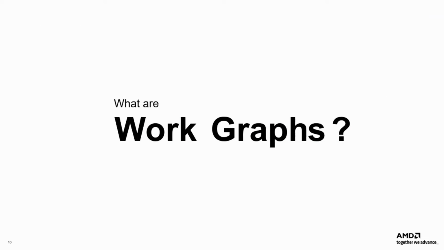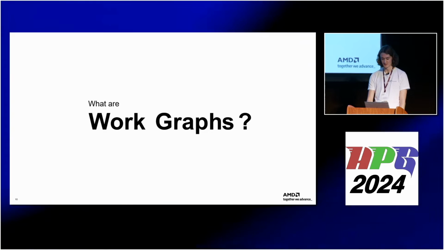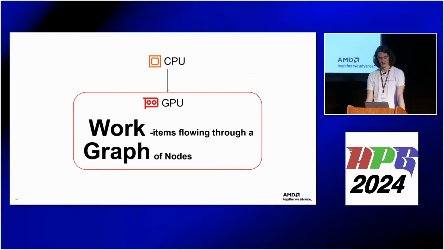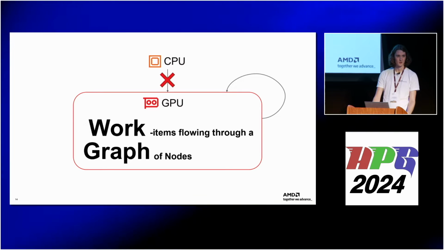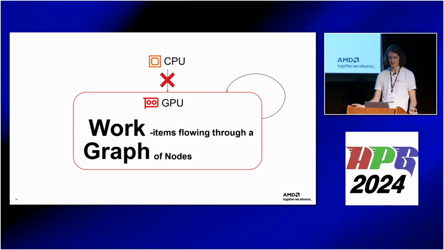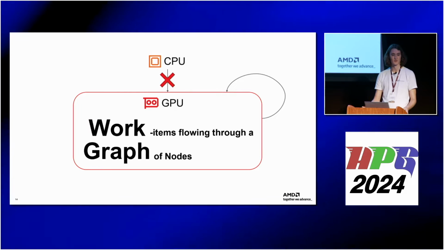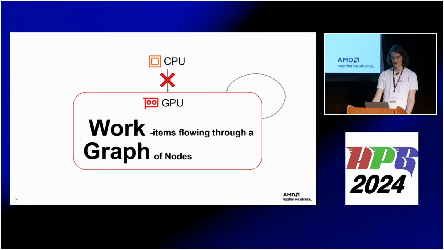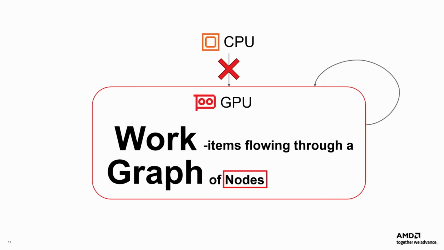So what are work graphs and how can they help us solve this problem? Well, work graphs are producer-consumer networks of work items flowing through a graph of nodes, all happening entirely on the GPU without any intervention from the CPU. There is a lot of information in that one sentence, so let's try to unroll it piece by piece and maybe start with the last part, the nodes.